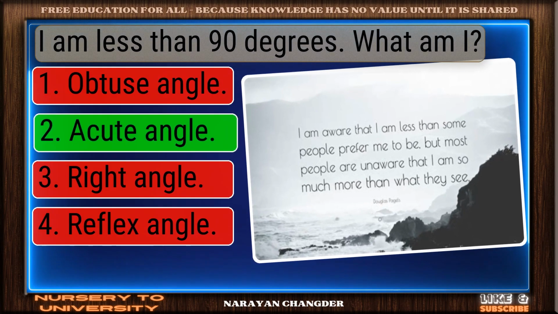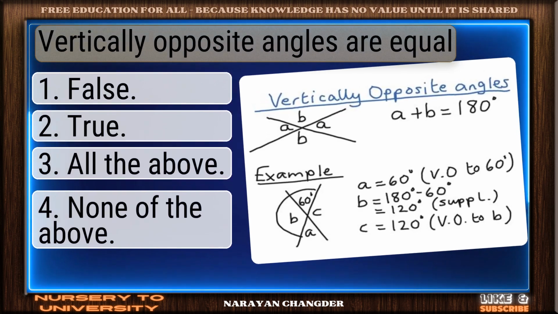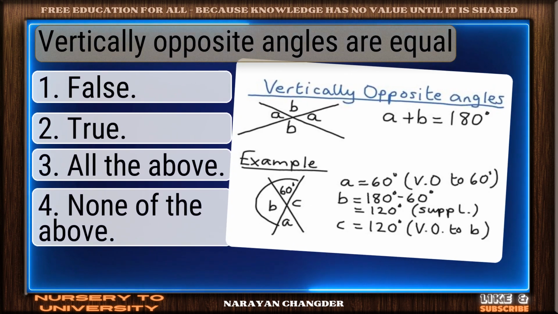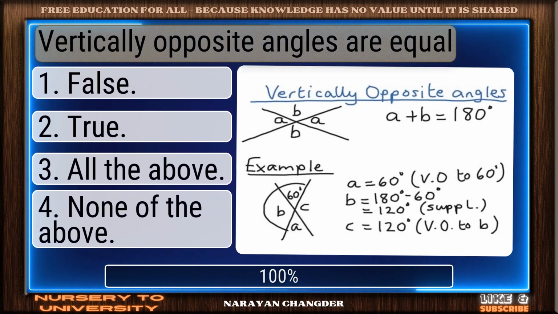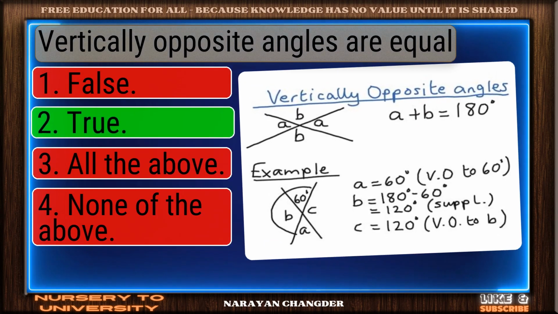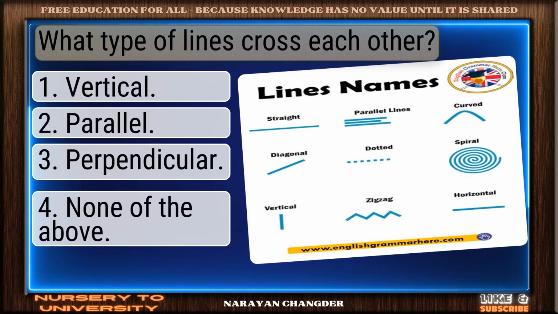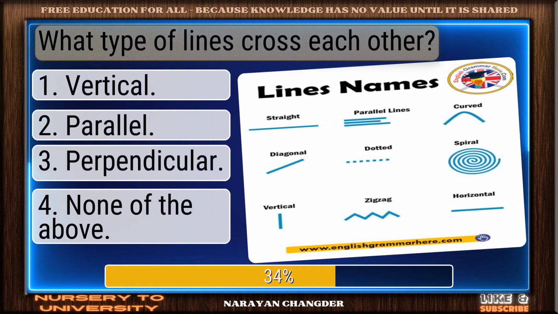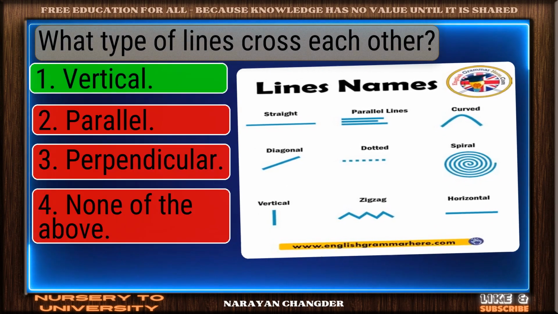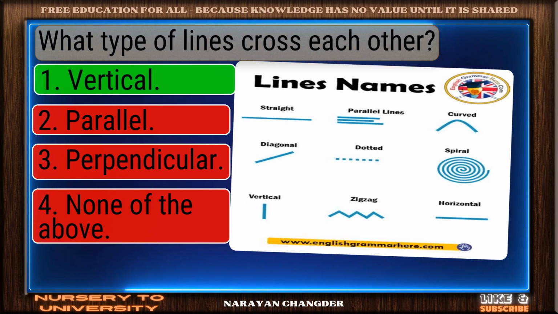Well picked. Acute angle is the correct answer. Question number 253. Vertically opposite angles are equal? Exactly. True makes sense, and it is right choice. Question number 254. What type of lines cross each other? Great job. Vertical is the accurate answer.